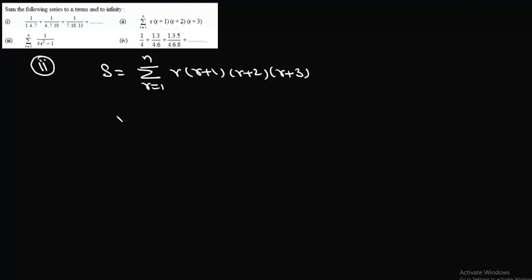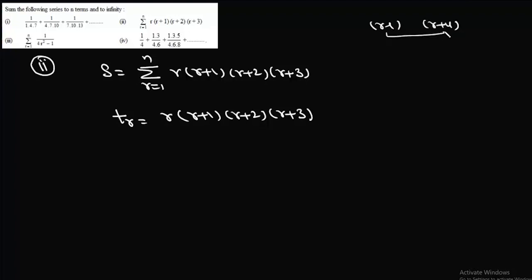So what we'll do is we'll write its rth term as r plus 1, r plus 2 and r plus 3. Now we'll try and use the method of difference in this. So the term before this one will be r minus 1 and the term after, r plus 3, will be r plus 4, and the difference is 5. So we'll multiply and divide everything by 5.